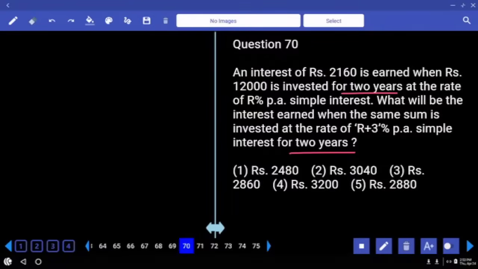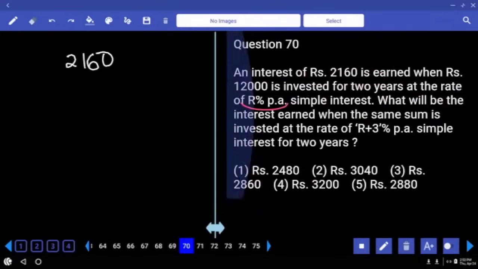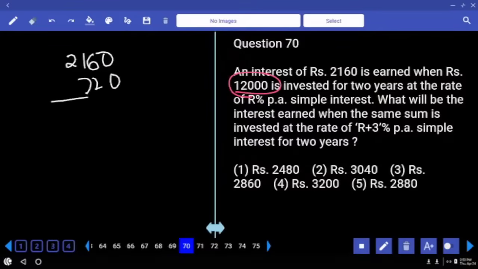What is existing interest that we are getting? 2160 with a rate of interest of R% per annum. But now our rate of interest is R plus 3. That is increased, right? By how much percent per annum? 3%. But we have to calculate it for 2 years. So increases by 6%. 6% calculated on principal only. 1%, 120 into 6, 720. Answer done.